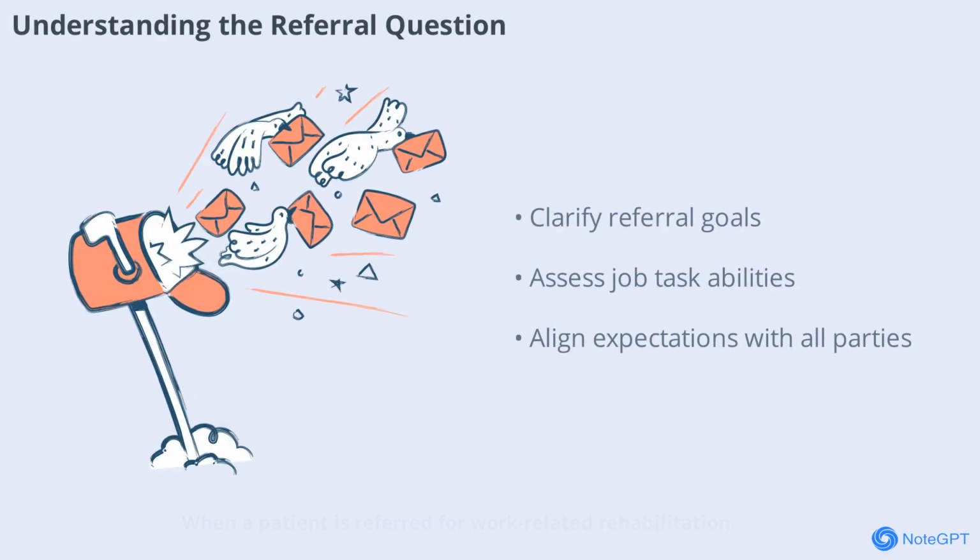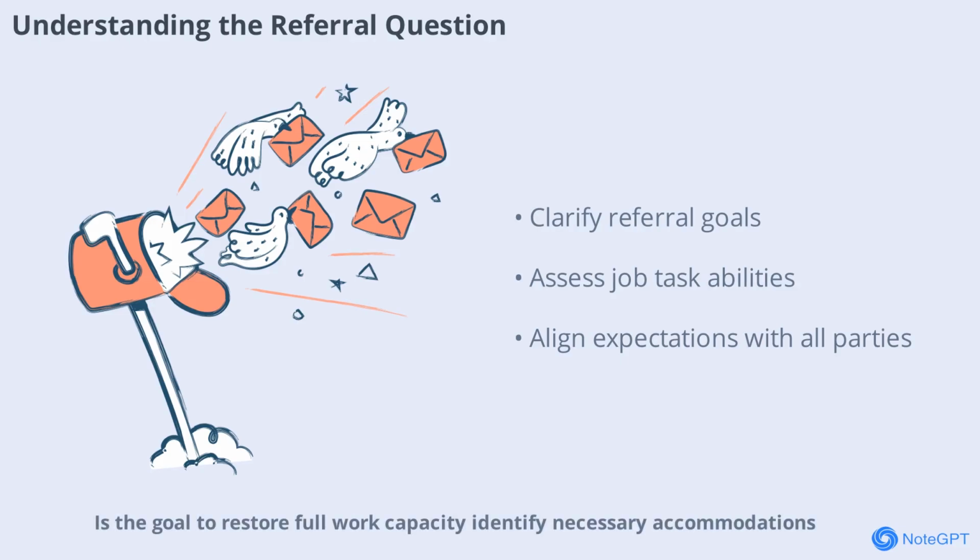When a patient is referred for work-related rehabilitation, therapists must clarify the specific questions being asked. Is the goal to restore full work capacity, identify necessary accommodations, or determine if a patient can return to their previous job? Therapists assess which job tasks the patient can perform, what can be improved through therapy, and what compensations or modifications are needed. Clear communication with the referring physician, employer, and patient ensures that everyone is aligned on goals and expectations, leading to more effective and targeted interventions.